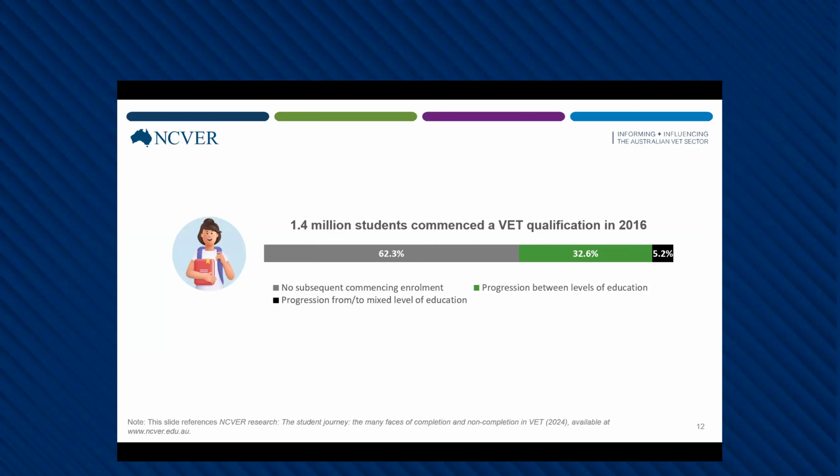We did have a small proportion, the 5.2% shown in black. These students enrolled in multiple qualifications at multiple different levels of education within the same year. And so we weren't really able to determine whether that movement was to a higher level or lower level just because of that mixed level of education that they were studying. So the case study analysis that we're talking about now was focusing in on that green group where we were able to track the direction of movement.